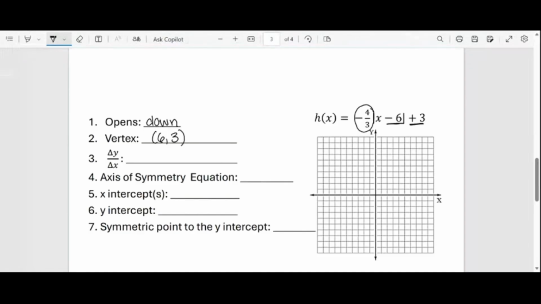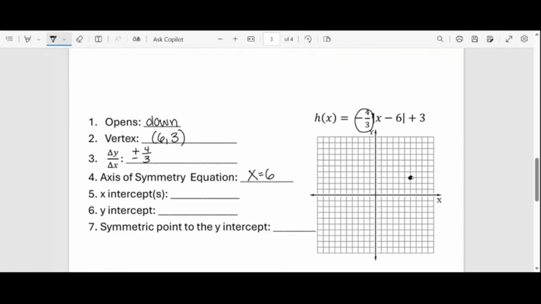Our 2 slopes come from this value right here. So we're going to have a positive slope and a negative slope depending on what side of the vertex we're on. So half of our graph is going to be going up 4/3, and then the other half is going to be going down 4/3. The equation for axis of symmetry will be x equals 6 because it's x equals the x value from your vertex. Let's graph it. We're going to go over 1, 2, 3, 4, 5, 6, up 1, 2, 3.